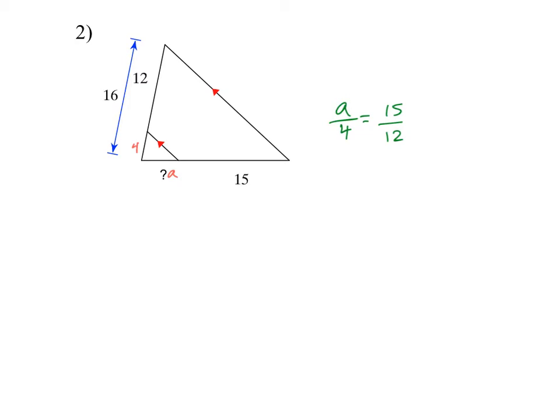I'm going to start by simplifying 15 and 12 by dividing by 3. So I have 5 divided by 4, and now I can cross multiply, or as you see, because my denominators on those fractions are the same, I can just say that A equals 5. And that's it. If I cross multiply, I have 4A equals 20, and then I'm going to divide by 4. So A equals 5.